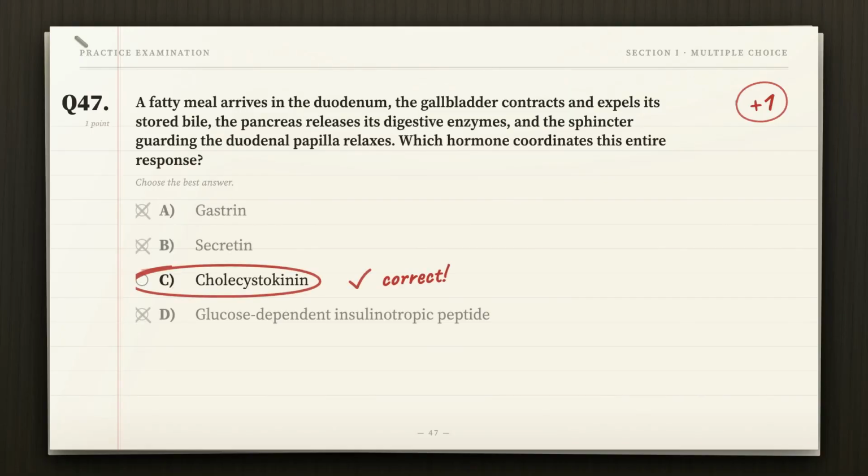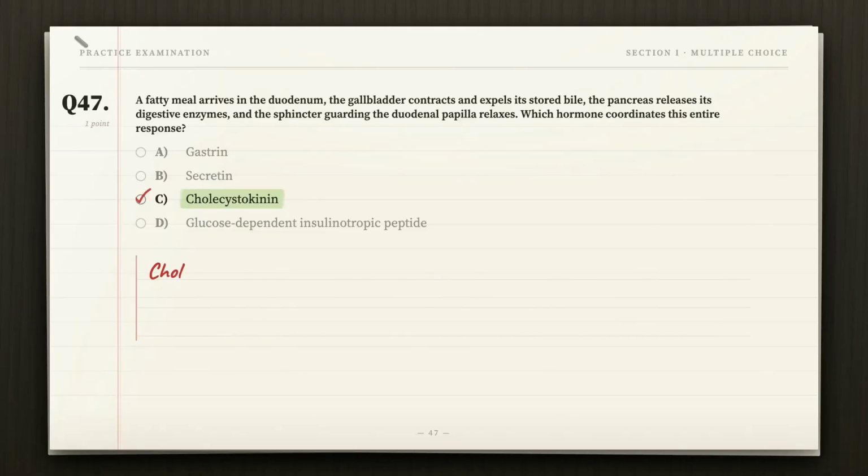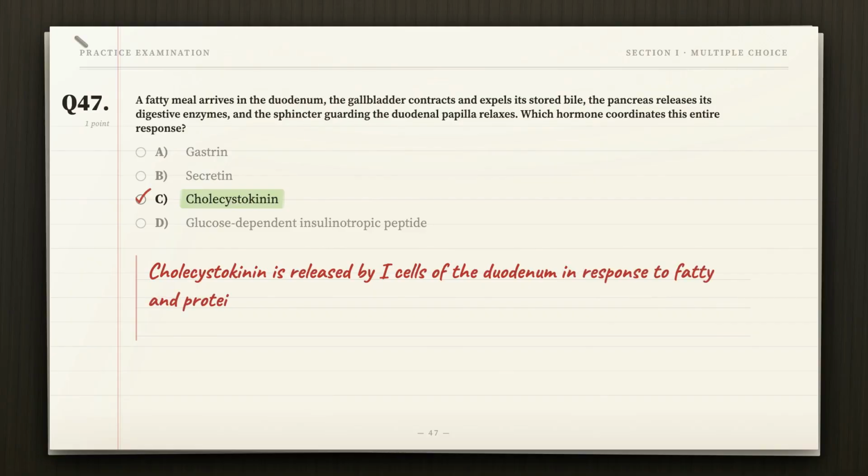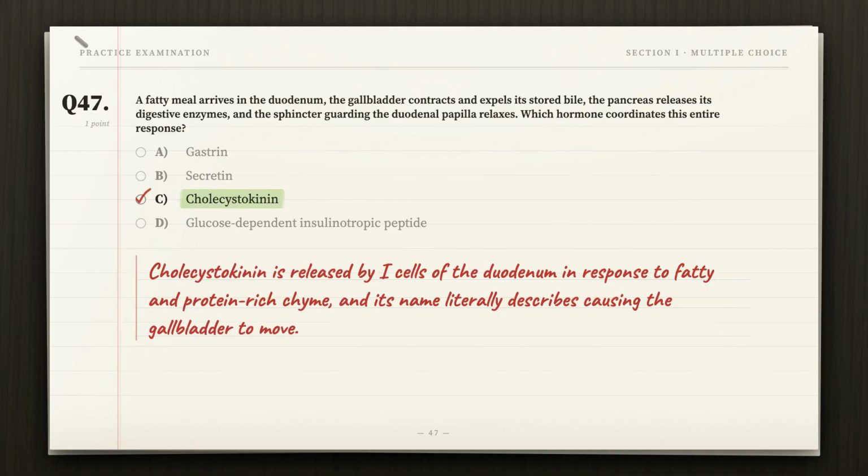The correct answer is C. Cholecystokinin. C is correct because cholecystokinin is released by I cells of the duodenum in response to fatty and protein-rich chyme, and its name literally describes causing the gallbladder to move. It contracts the gallbladder, stimulates the pancreatic acini to release enzymes, relaxes the hepatopancreatic sphincter, and slows gastric emptying, which is the complete package described.